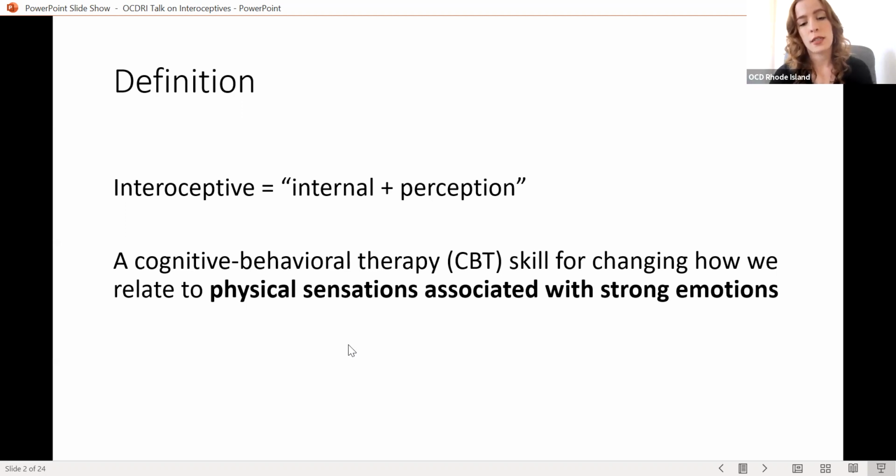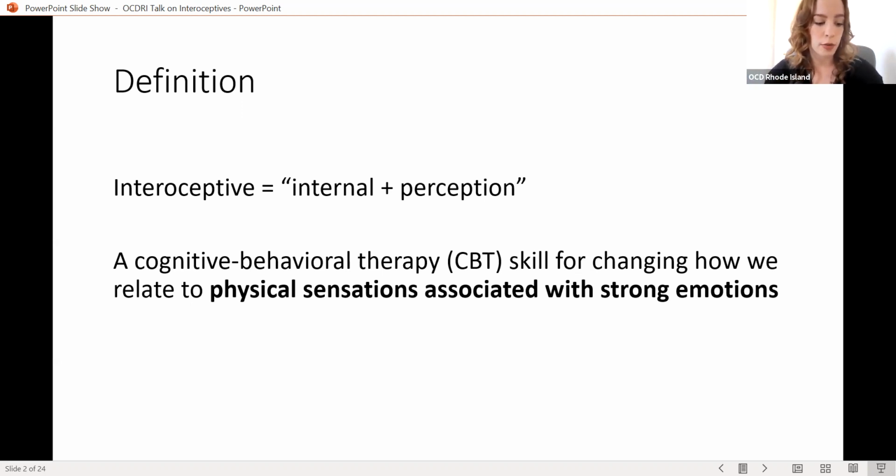Interoceptive exposure is a CBT skill for changing how we relate to physical sensations associated with strong emotions. This is your sweaty palms, your racing heart, your shaky knees, anything that tends to come up when you're feeling anxious, angry, sad, or anything sort of emotionally intense.